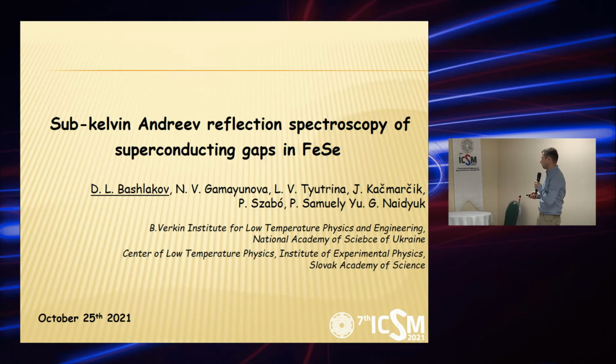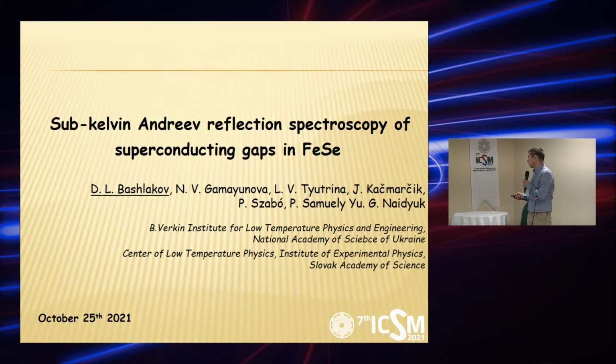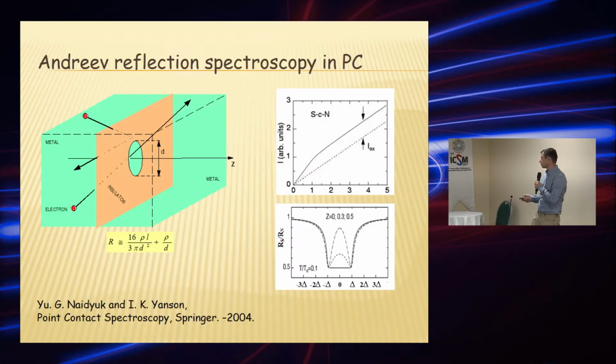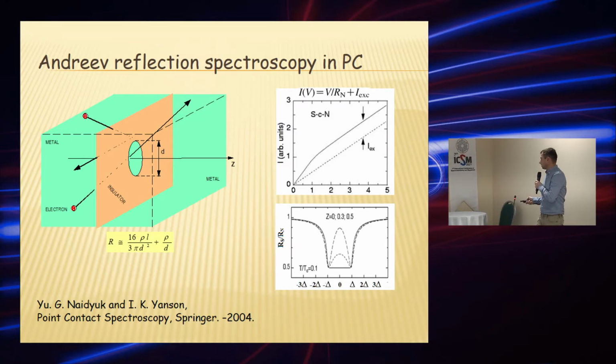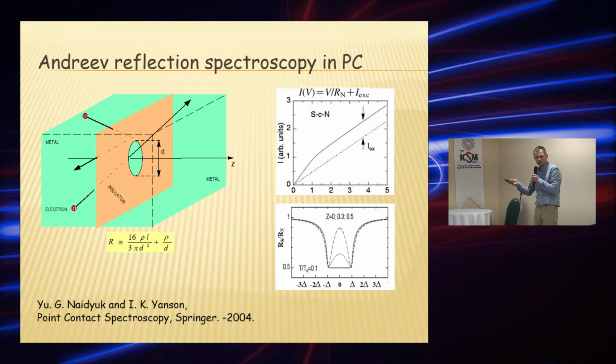This work was done in collaboration with the Center of Low Temperature Physics of the Slovak Academy of Sciences, as part of a joint project between the Ukrainian and Slovak Academies of Sciences. I skipped this part because Dario already told how contact spectroscopy works. I only focus on one thing: Dario usually looks at differential conductivity, we look at differential resistance, which means that our spectra are just turned upside down. That's what you have to take into account.